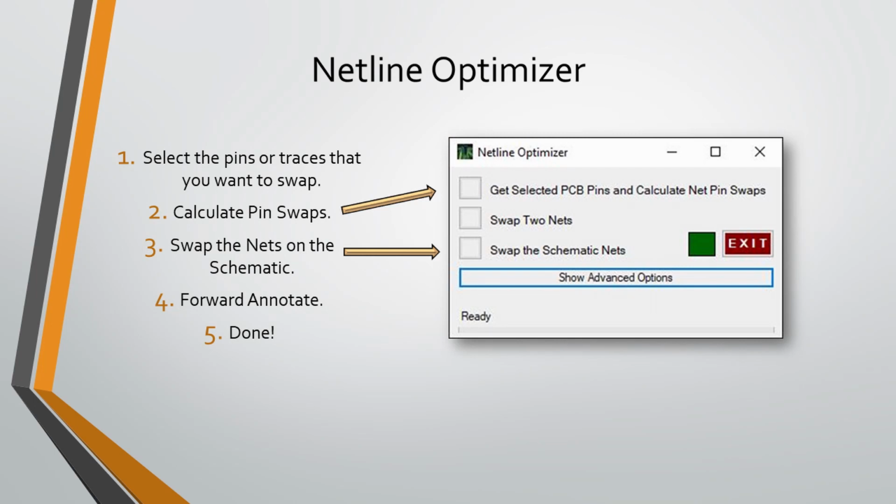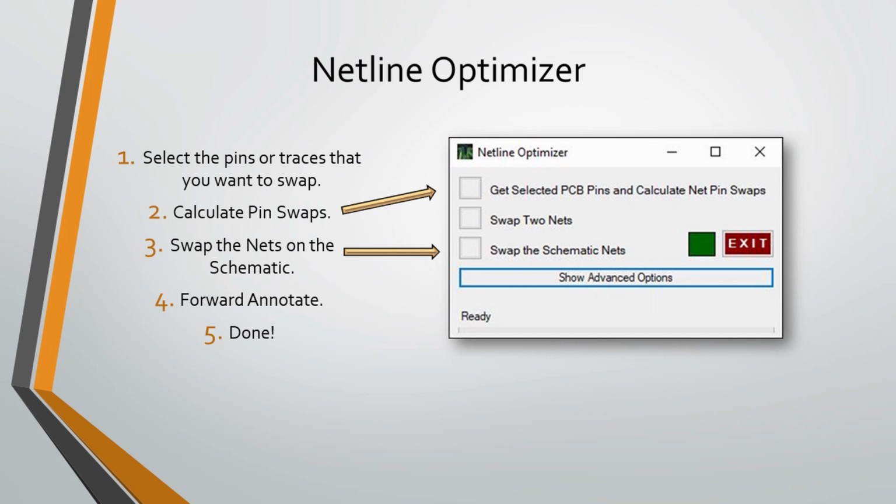The interface and process are very simple. First, you select the nets you want to unscramble. You can select pins, traces, vias, or netlines, anything that causes a net object to be selected. Then you press the top button. The nets are collected and the uncrossing is calculated.